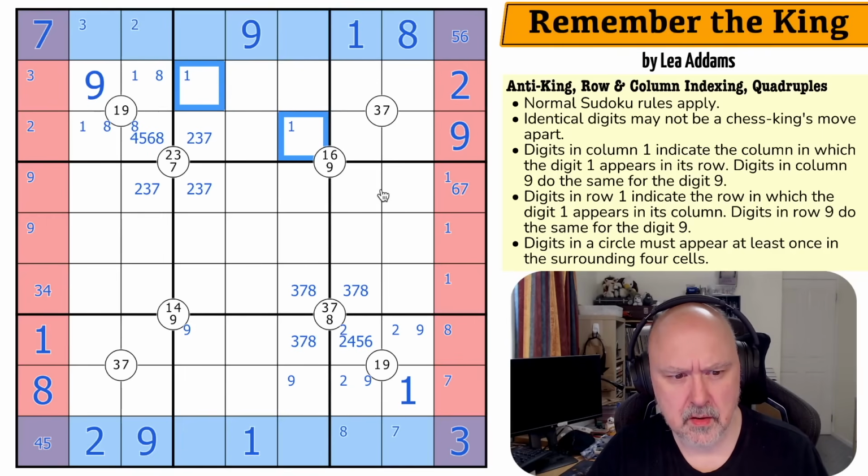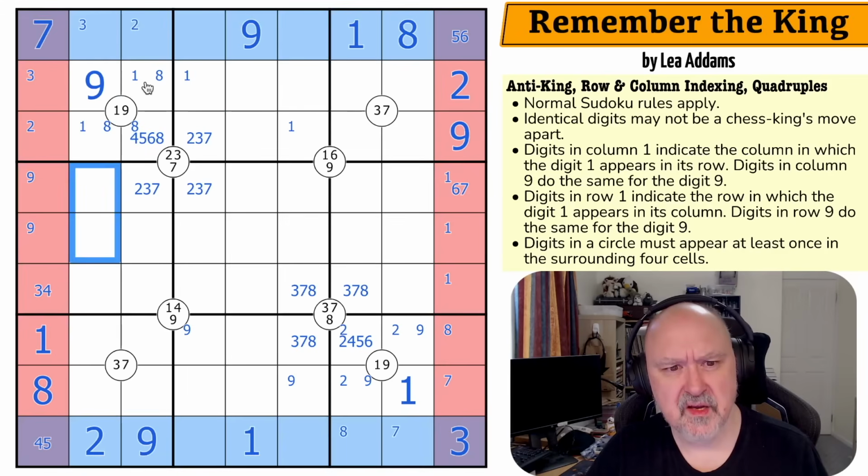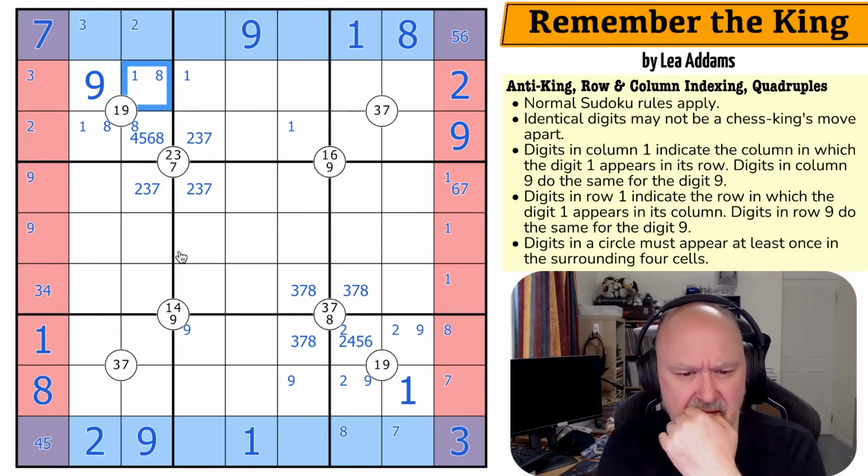Huh. Two in any of those. We put 1 here, 1 here. That seems to be okay.